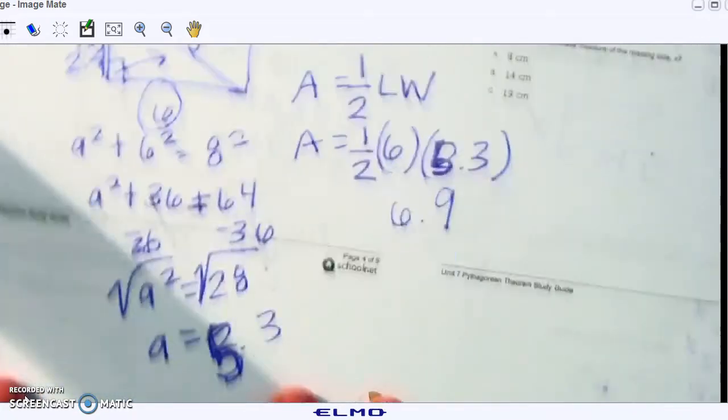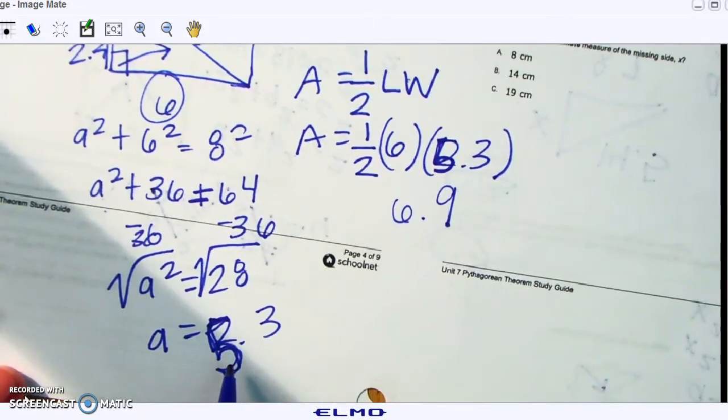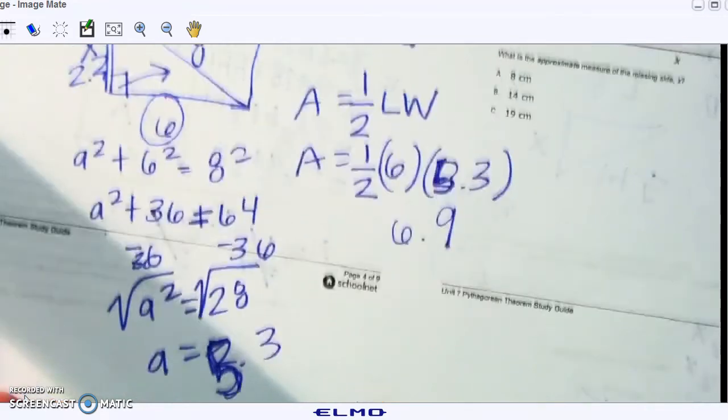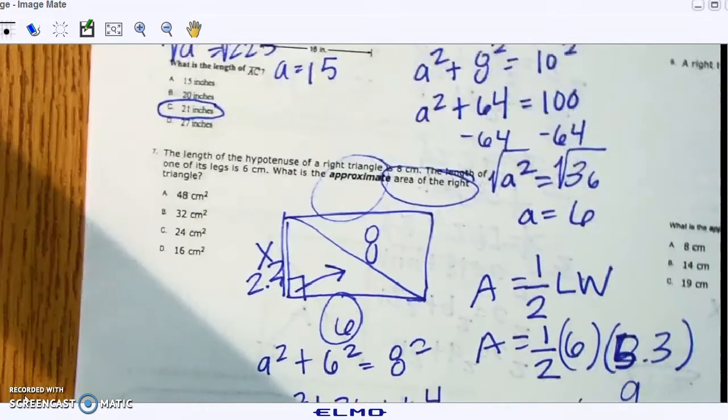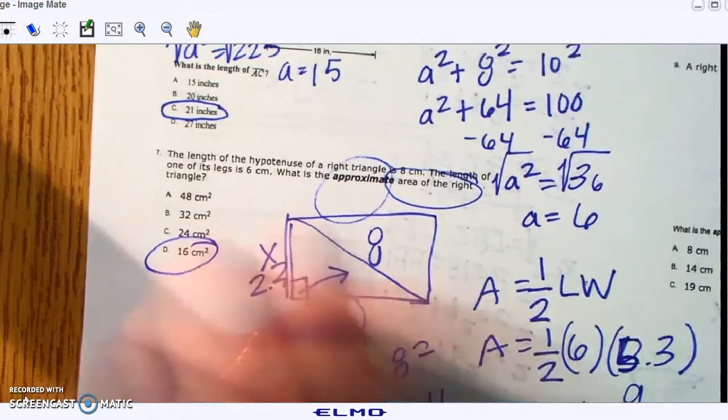All right, so I found the issue. Square root of 28 is really 5.3. I don't know why I wrote 2.3, which means when I'm multiplying this area, I'm multiplying by 5.3. So 1/2 times 6 times 5.3 gives me 15.9, which is about 16 since it says approximate.